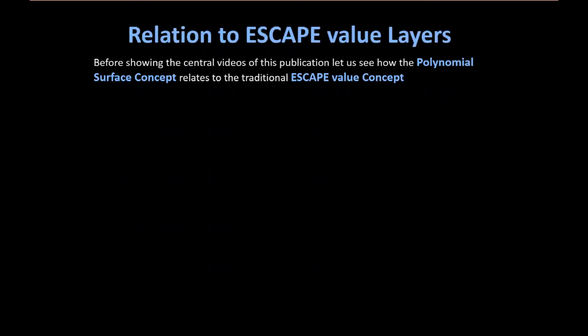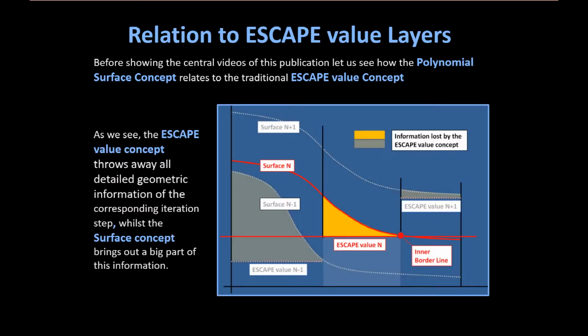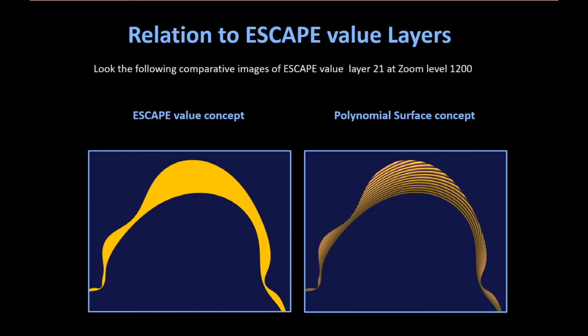Before showing the central videos of this publication, let us see how the polynomial surface concept relates to the traditional escape value concept. As we see, the escape value concept throws away all detailed geometric information of the corresponding iteration step, whilst the surface concept brings out a big part of this information. Look at the following comparative images of escape value layer 21 at zoom level 1200.